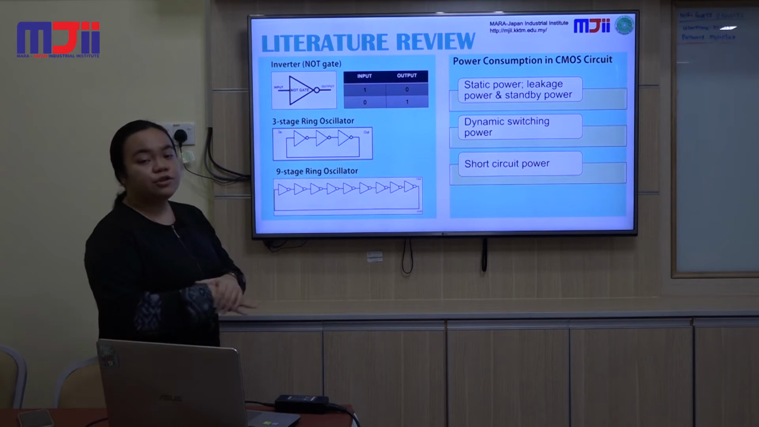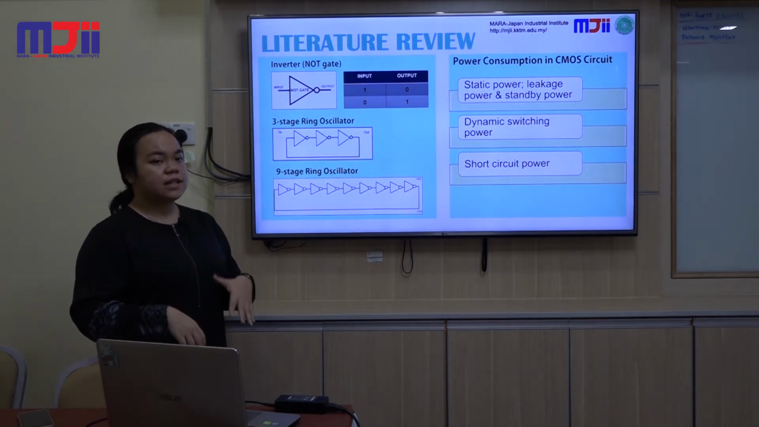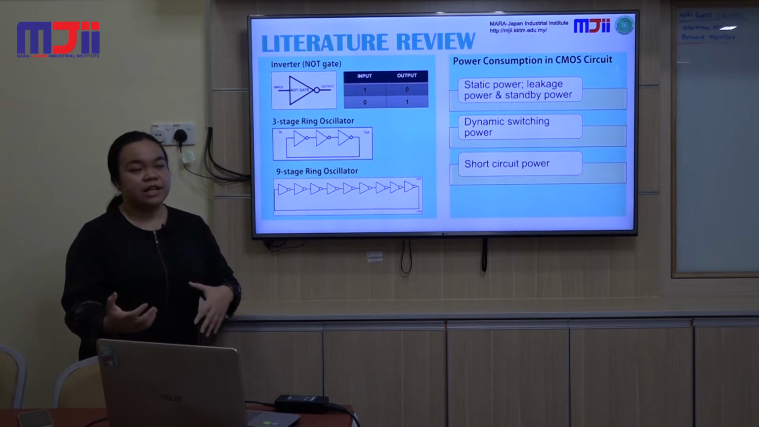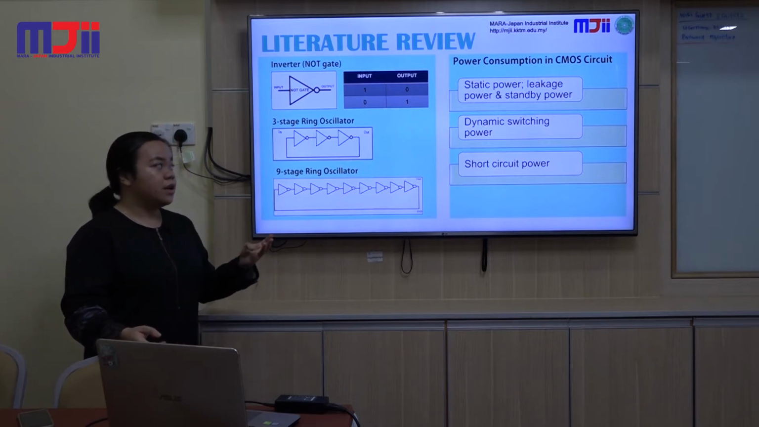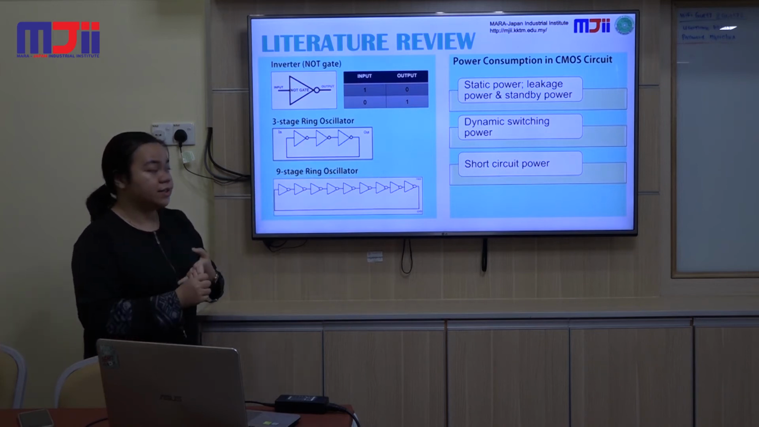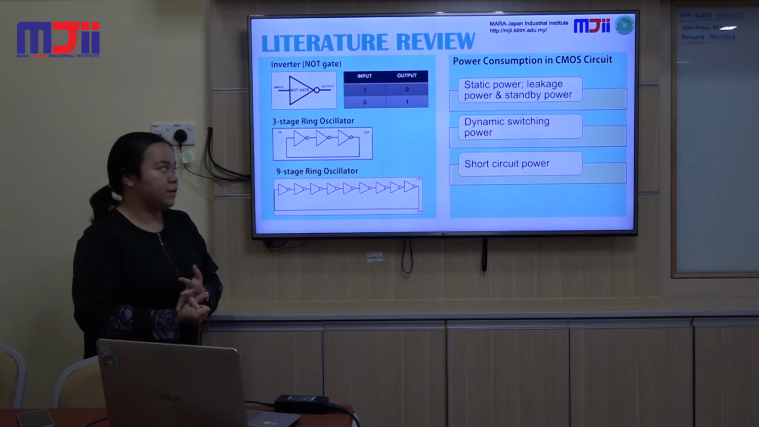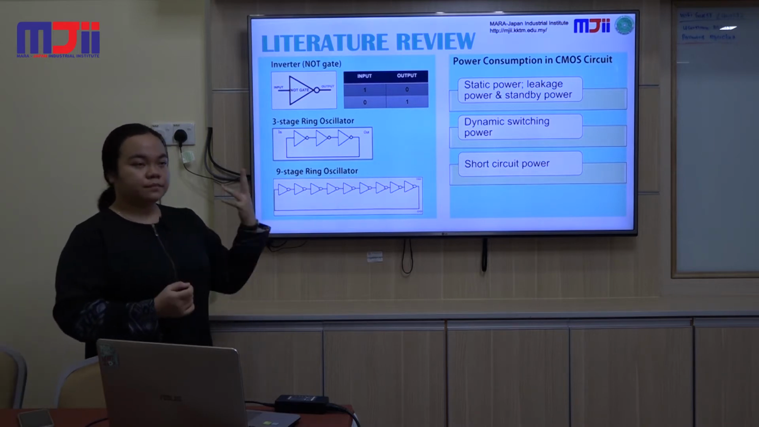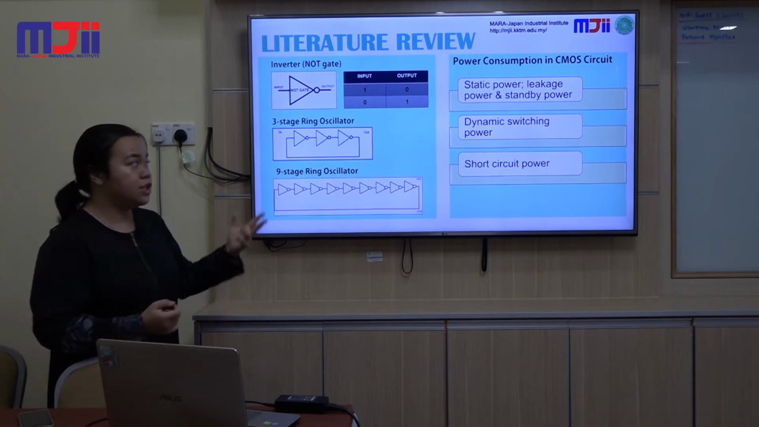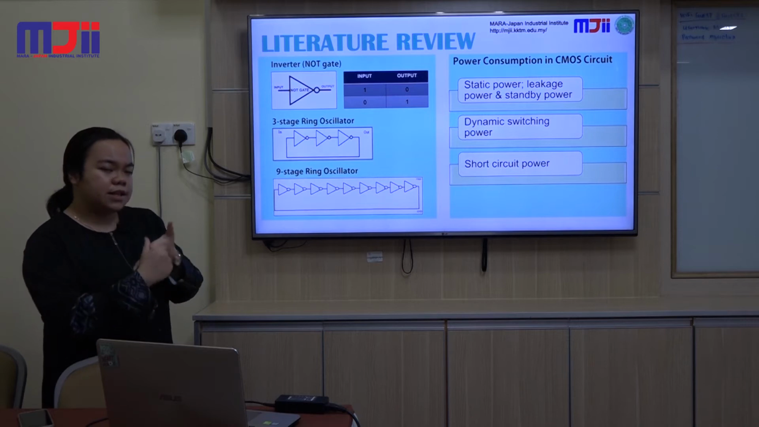Next I'm going to talk about power consumption in CMOS circuits. Power consumption is inevitable in a CMOS circuit, or basically in an electronic device. Power consumption consists of 3 categories: the static power, the dynamic switching power, and the short circuit power. The static power is divided into 2: the leakage power as well as the standby power. What is leakage power?